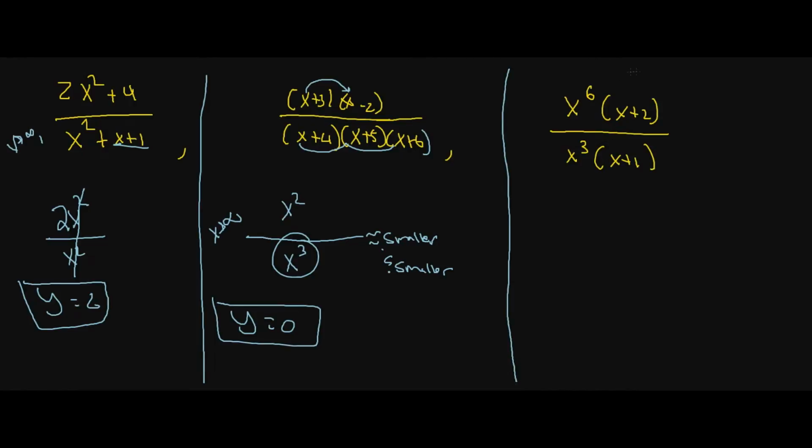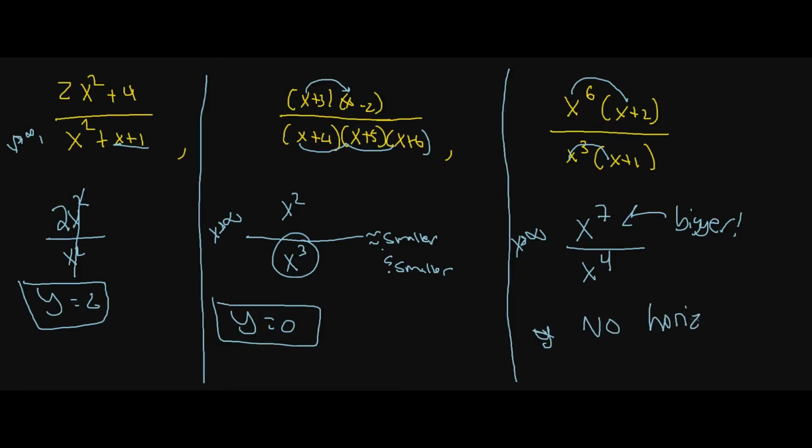Now let's look at this one. Well, we have x to the 6th times x. So that's x to the 7th divided by, well, x to the 3rd times x. So we get x to the 4th. Again, ignoring the plus 2 plus 1, because if I plug in 30 billion, these are insignificant. Now, as x goes to infinity, what's going to get bigger, the top or the bottom? Well, the top is going to get bigger and bigger and bigger. So it's going to keep increasing. So there's no horizontal asymptote.